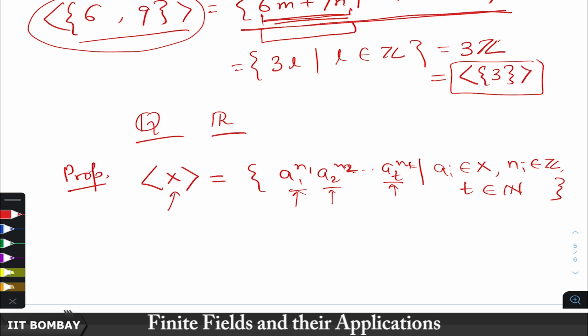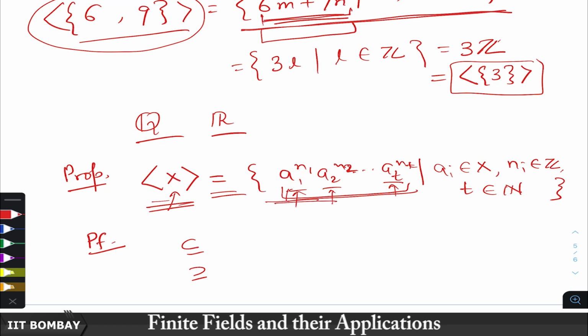So, by taking any finite number of Ai's, raising them to certain integer powers and multiplying, by which we mean taking the operation in G between them, you get an element. All combinations of Ai's, Ni's and t that you can get will give us a set of elements, and that set is in fact the subgroup generated by X. The proof that this is indeed the subgroup generated by X is quite simple. First, you need to show it is a set equality, which means you have to show this direction and you have to show this direction.